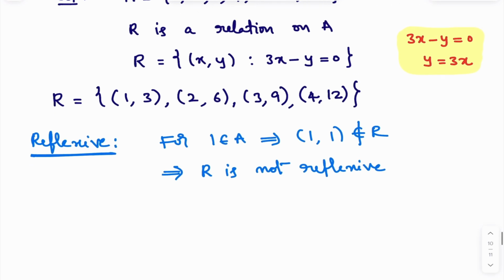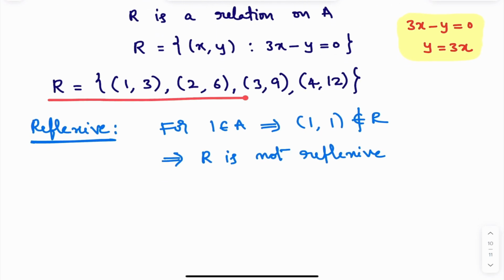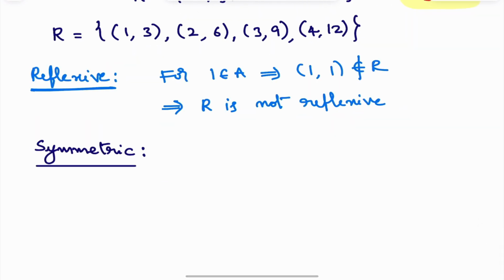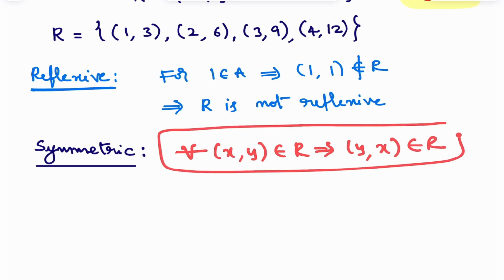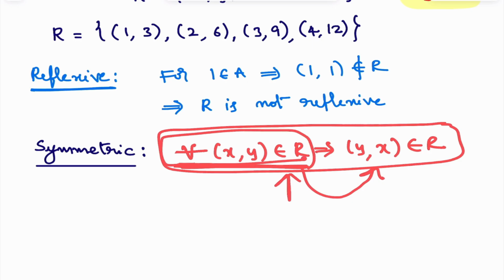Now I need to check whether this relation is a symmetric relation or not. What is the symmetric condition? The symmetric condition is that for every ordered pair x comma y in the relation, y comma x also must belong to this relation. This is what we discussed in the theory part, right? So for every, this is important, for every ordered pair x comma y in the relation, we will check whether y comma x belongs to the relation or not. If this holds good for every ordered pair x comma y, then we say that this is symmetric.